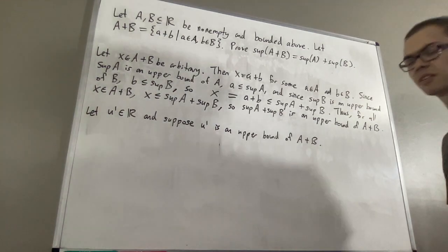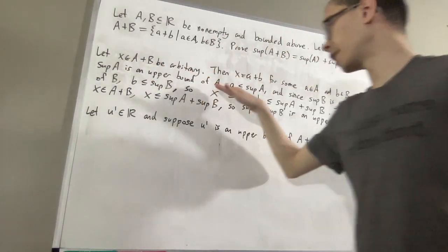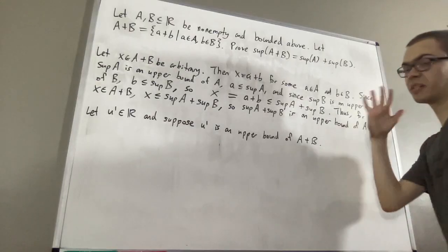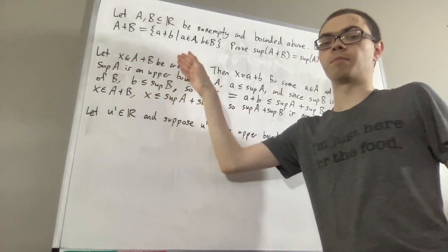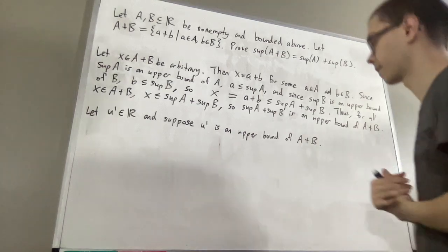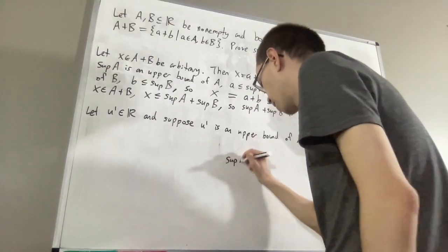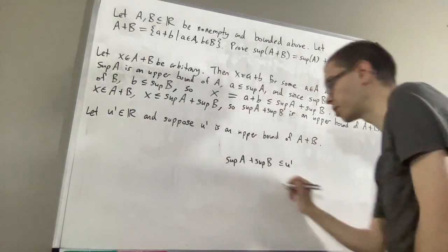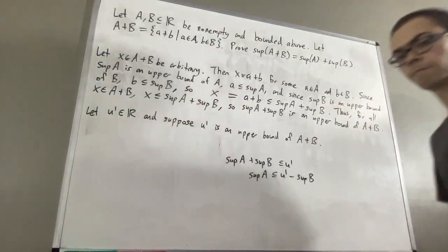So how should we do that? In the first part, we took advantage of the fact that the supremum of A is an upper bound of A, and the supremum of B is an upper bound of B. Now, we're probably going to want to take advantage of the second part of the definition of supremum of A and supremum of B: the supremum of A is smaller than any other upper bound of A, and the supremum of B is smaller than any other upper bound of B. Since we're trying to show that the supremum of A plus the supremum of B is less than or equal to U prime, that would amount to showing the supremum of A is less than or equal to U prime minus the supremum of B.